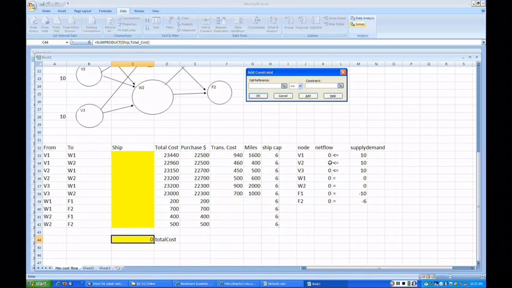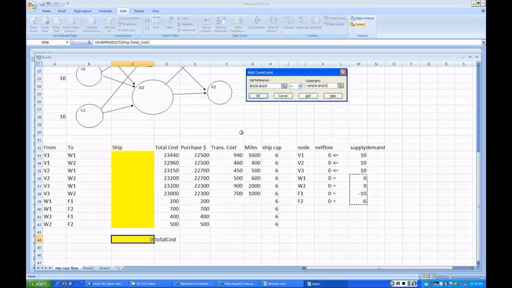The first three are less than or equal to, so block these three. The amount that goes out of the vendor should be less than or equal to their capacity. Add. Now the next set are equality constraints. So let's block all of them into one, equal to that.